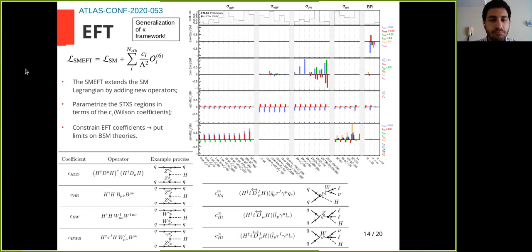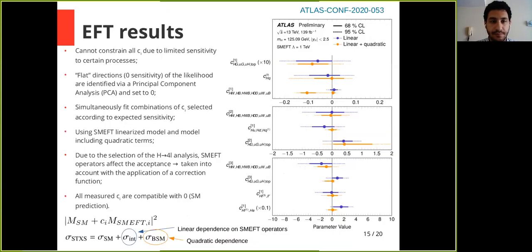The coefficients associated to these operators can be parameterized in terms of the STXS, and then this can be constrained. In this plot, you have an overview of the study of the impact of each operator in every STXS region. Constraining these EFT parameters means putting limits on many beyond standard model theories at the same time.